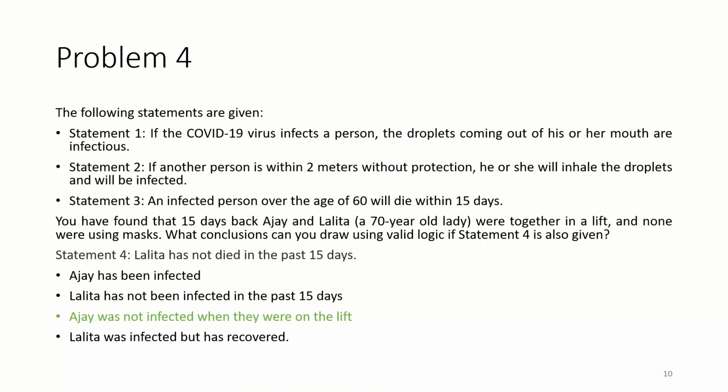Because it is based on statement 4. If we see all the statements, like the 49,000 kilometer distance and the infected person being 60 years above, then based on that, "Lalita has not died in the past 15 days" is the fourth statement. So "Lalita has not been infected in the past 15 days" can also be an answer, because statement 4 says that she has not died in 15 days.